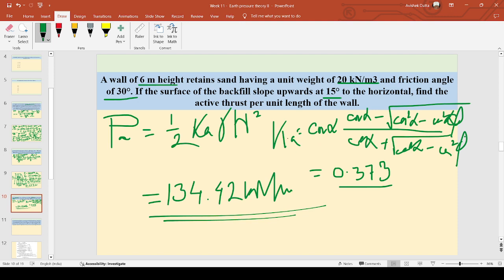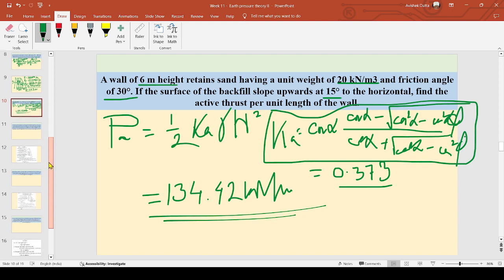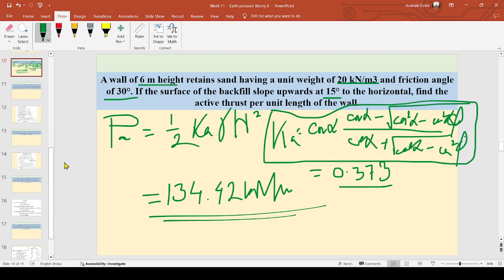Okay, so this formula is important. This formula is what differentiates the rest of the sums from this sum. Clear? All right.